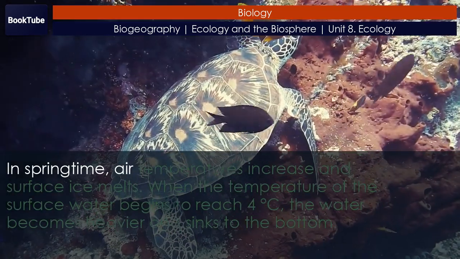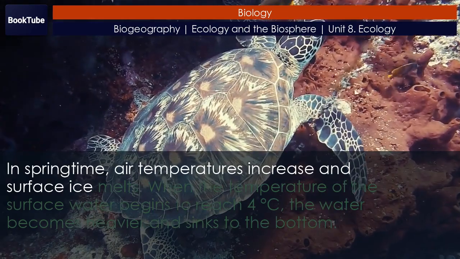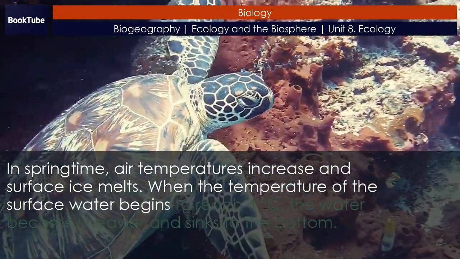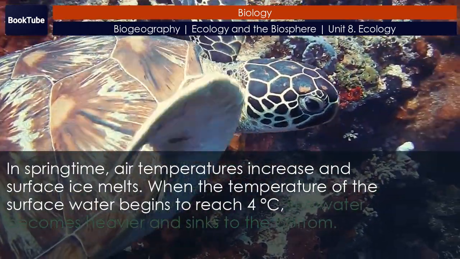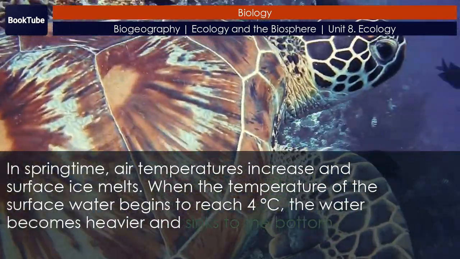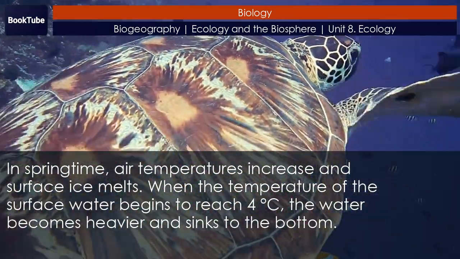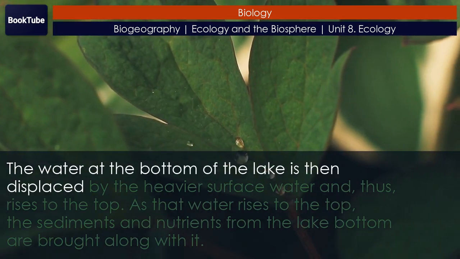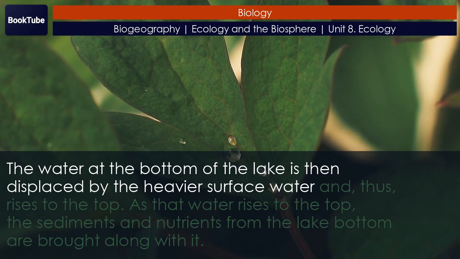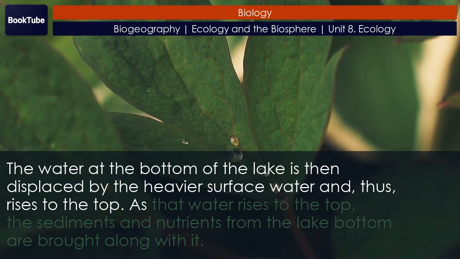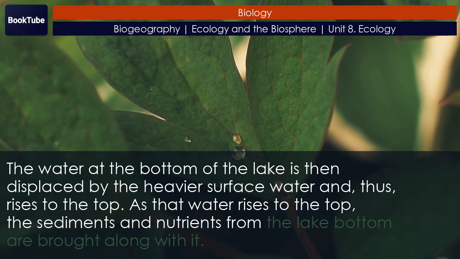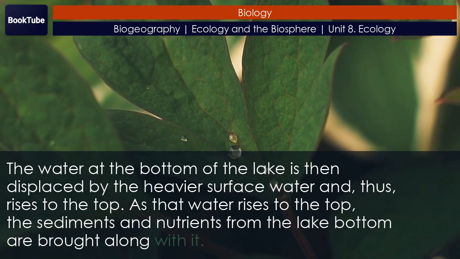In springtime, air temperatures increase and surface ice melts. When the temperature of the surface water begins to reach 4 degrees Celsius, the water becomes heavier and sinks to the bottom. The water at the bottom of the lake is then displaced by the heavier surface water and thus rises to the top. As that water rises to the top, the sediments and nutrients from the lake bottom are brought along with it.